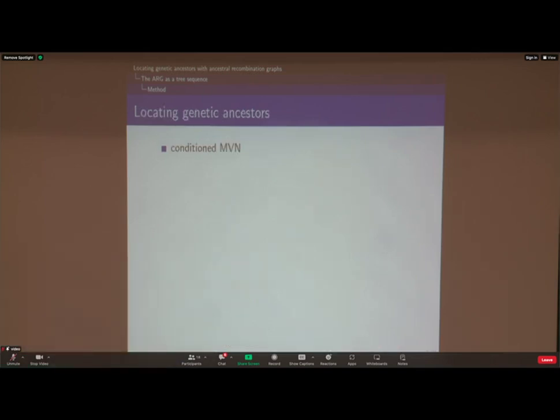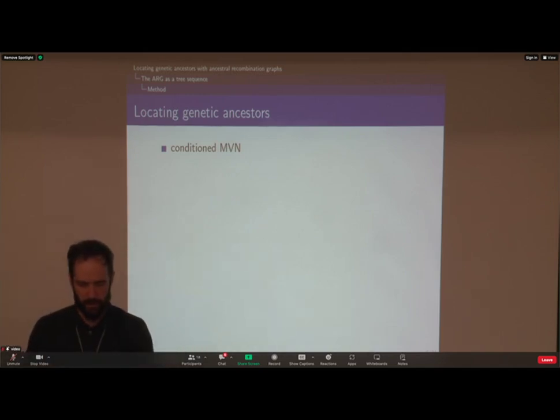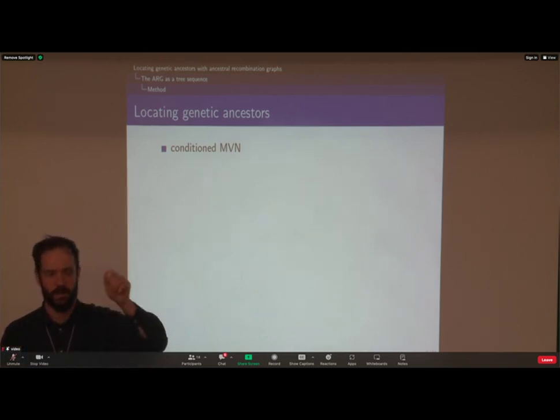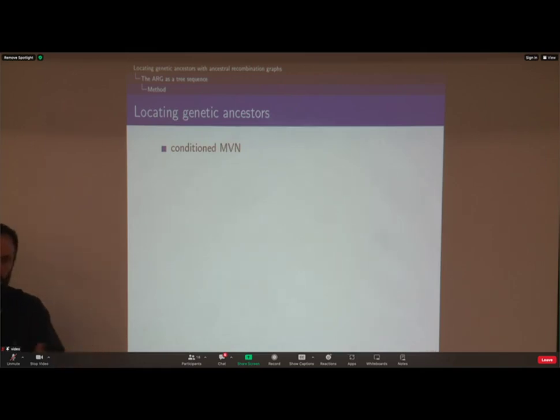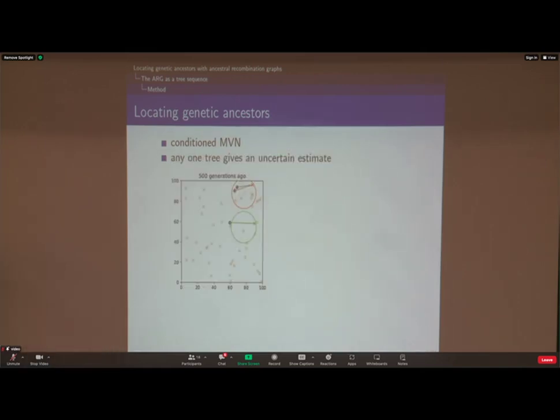But what I'm most excited about is locating genetic ancestors. Because everything is nice and normal, this follows quite simply. We get a full probability distribution for a given ancestor at any internal point on the tree. It is normally distributed with a mean and a variance. So, for instance, for this green sample here, 500 generations ago, the 95% confidence ellipse is shown as this green ellipse, and the true ancestor location is this X. It's the line connecting them.